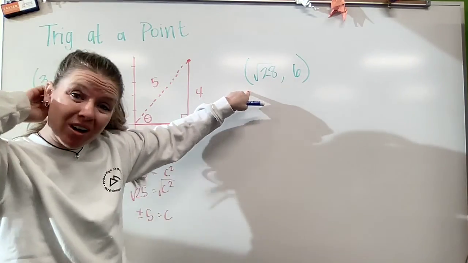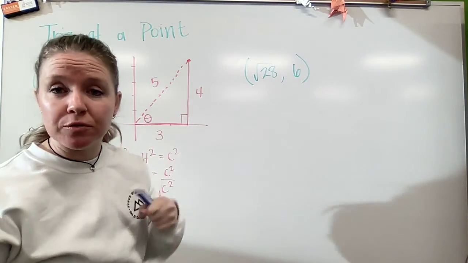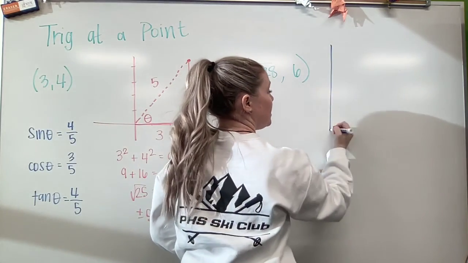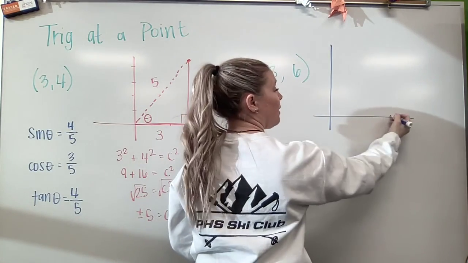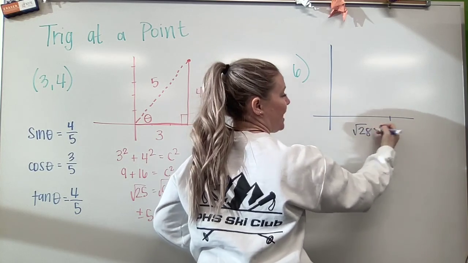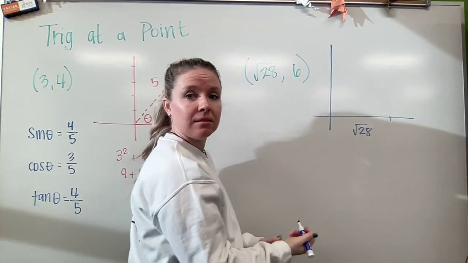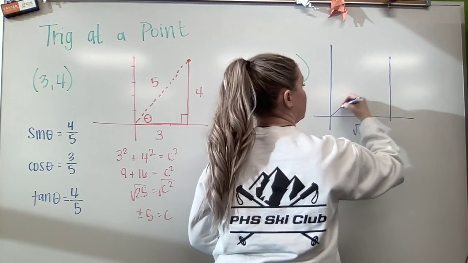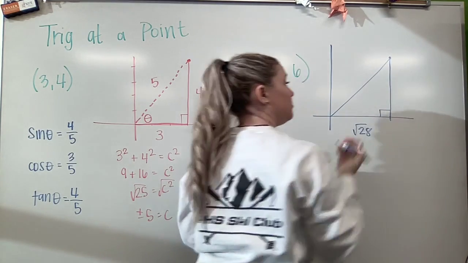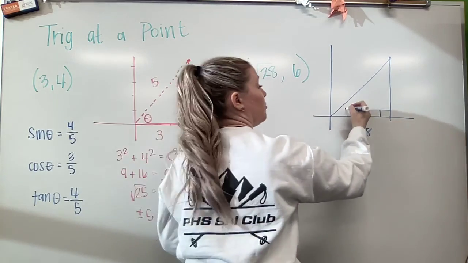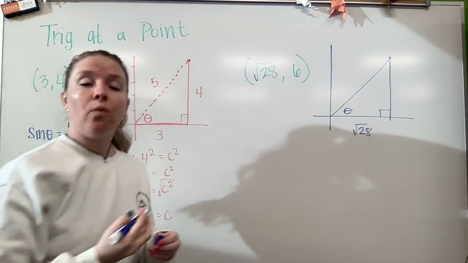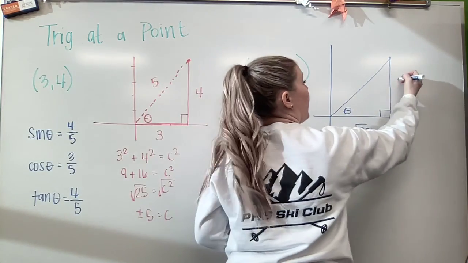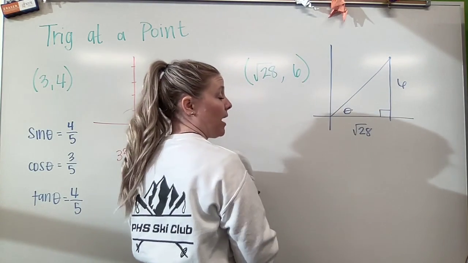So this one's a little bit more complex because we have this square root of 28. But we would plot our point in the exact same way. Wherever the square root of 28 is, I'm going to go that far right, and then I'm going to go up 6. And again, create my right triangle. Always put my theta where the vertex is at the origin.